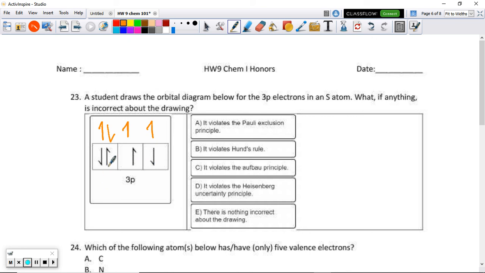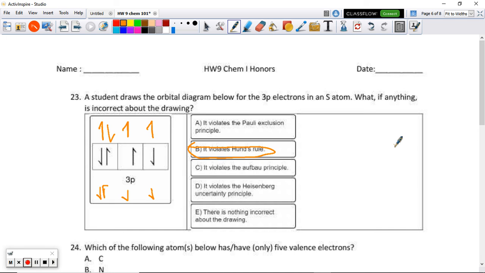If you were going to follow the pattern of showing the downs first, you should have had down, down, down, up. You just have to have them opposite spin. It doesn't matter if it's an up or a down that comes first. You just have to be consistent with it. So B violates Hund's rule because we've started filling different energy levels. We didn't fill all in one direction first.